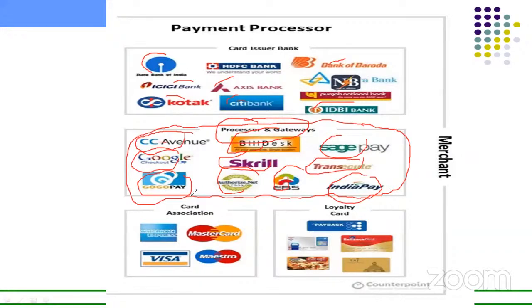We need to get the support from these card associations. Then loyalty card. Loyalty card means, for example, if you go to Reliance Digital, they will provide some cards. In that card, they will mention your total past purchase history and your reward points. Similarly, Best Price, Flipkart, Spencer, like that we have some shopping stores, they will provide cards. Those cards may be used for your previous transaction details and your reward points. So they are called loyalty cards.